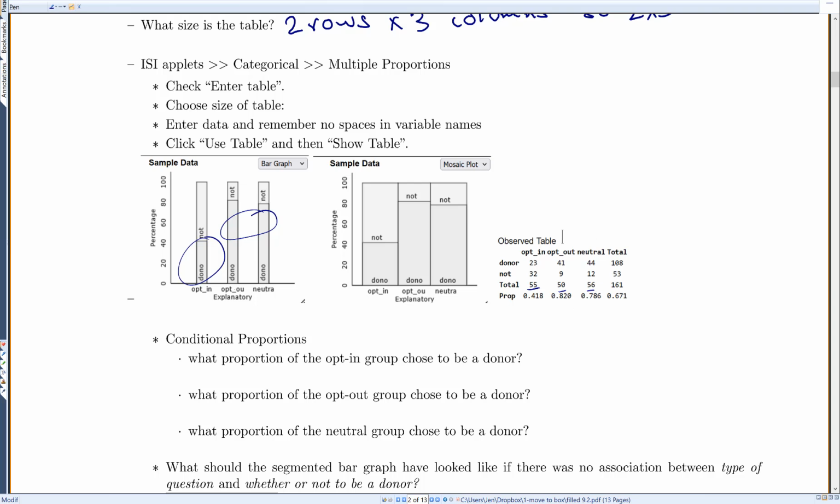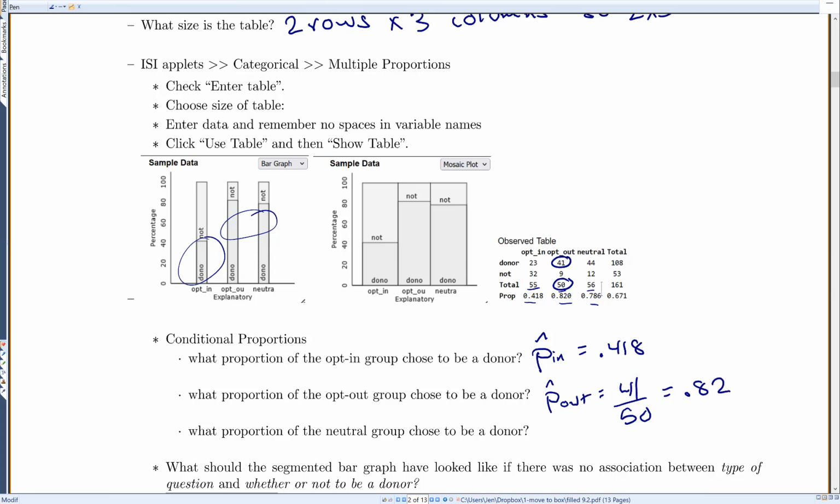And in this show table, this observed table, it will give you all the data, and then it will give you the conditional proportions. So like what proportion of the opt-in group chose to be a donor? Well, that would be p hat, and I'll write in for the opt-in group is 0.418. And what proportion of the opt-out group chose to be a donor? Well, that would be the sample proportion. If I wanted to calculate it by hand, I could do it as 41 out of 50, or 0.82.